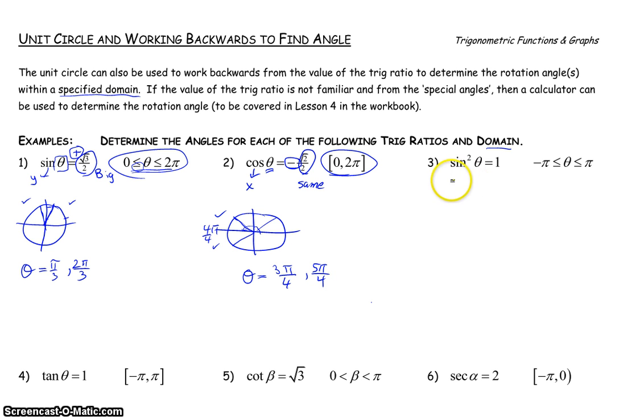Okay, number 3. All right, something new coming at us here. We have a squared on our sine function. Well, first of all, we need to get rid of that. So we would square root both sides of our equation to get sine theta equals, now when you square root both sides, there's the positive and negative possibility. So plus or minus square root of 1 is 1.